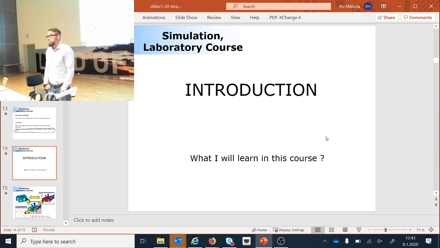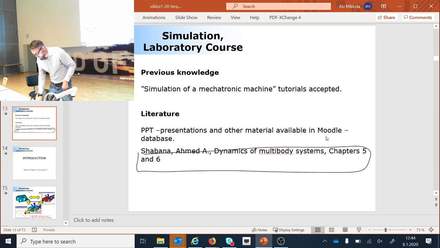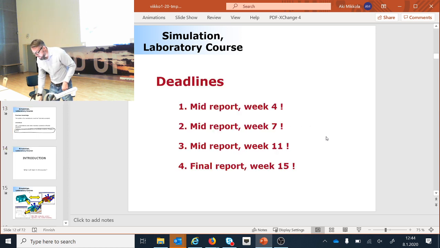Okay, then let's look a little bit at the introduction. By the way, is pretty much everything clear? Do you know what I'm expecting you to do? The summary is this. I'm expecting you to do the simulation work. Okay? I'm expecting you to do the written exam. How can you do the simulation work? Well, you can do it by submitting the mid reports in a timely manner. There were a total of 3 mid reports and then the final report.